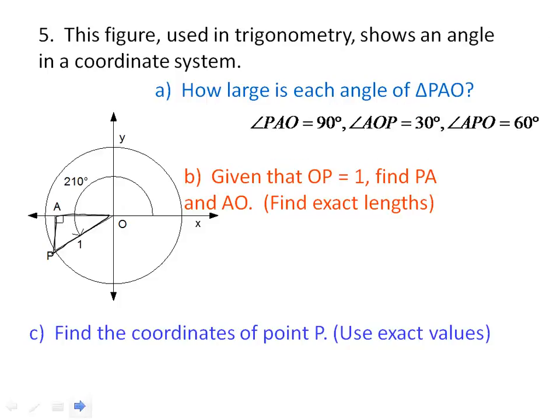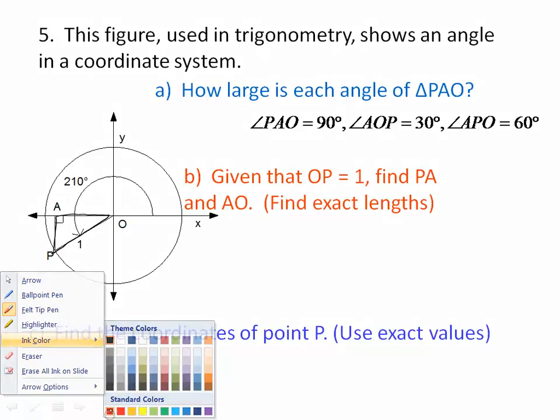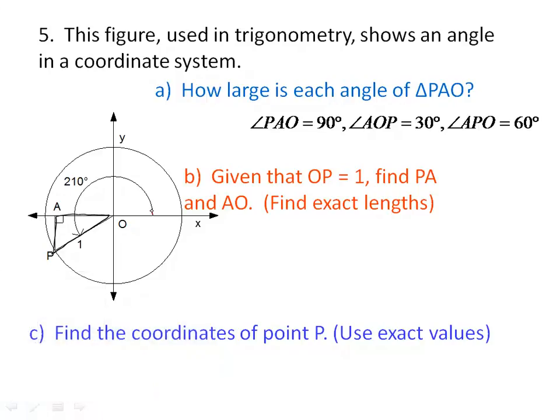Obviously PAO is a right angle, so it's 90 degrees. And then it says AOP equals 30 degrees. Now how did they ever come up with that? Because of this. You see, this is 210 degrees. They're saying from there to there.